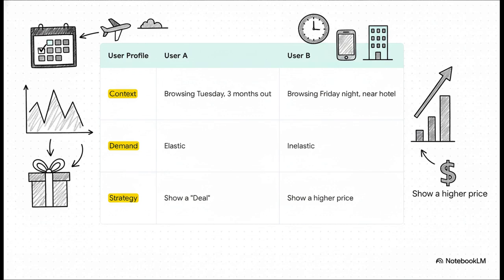Now consider user B. They're browsing on a Friday night, and their phone's GPS shows they're just a block away from the hotel. Their demand is immediately inferred to be inelastic and urgent. The strategy here? Show them a higher price because the system is confident they'll pay it. The result is the same room for the same night with 2 very different prices.